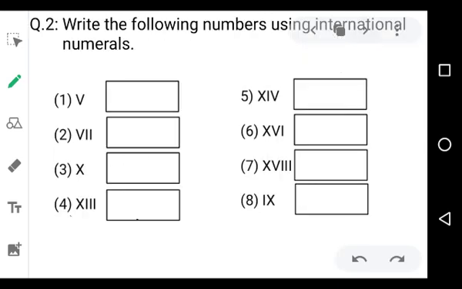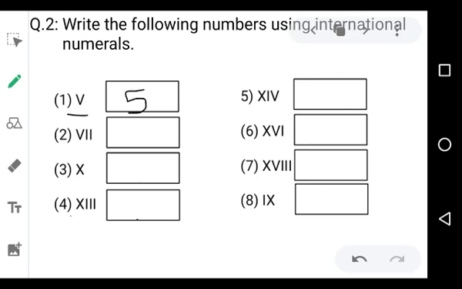Now see question number 2. Write the following numbers using international numerals. These are the Roman numbers. We have to write them in international numbers. You know the international numbers; usually we use 0, 1, 2, 3. In that way we have to write the numbers. Now this is the symbol V. V represents 5.